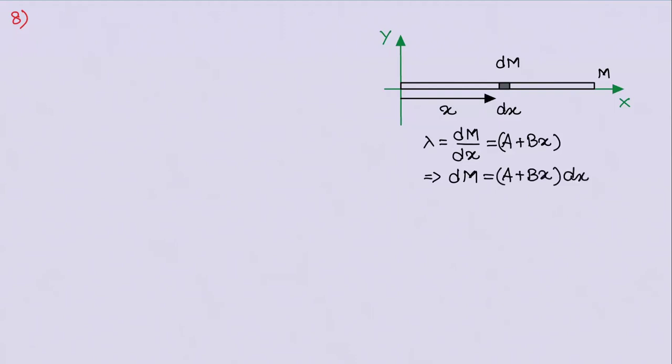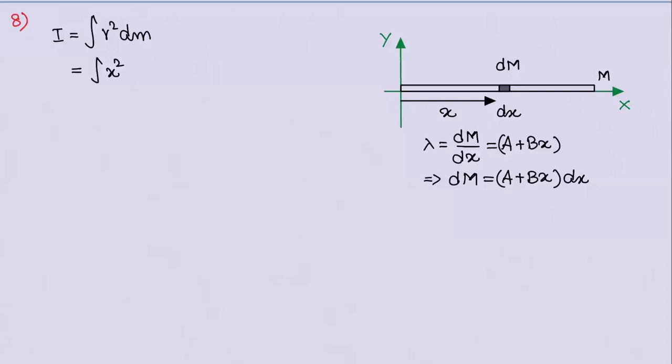Next thing, we know the formula for moment of inertia I. I is equal to integral r square dm. In this case, r square will become x square. That is equal to integral x square, and dm value directly I'll put from here. dm is equal to a plus bx. I think a, b values are being given, we can put those values. So it will be integral a x square dx plus integral b x cube dx.